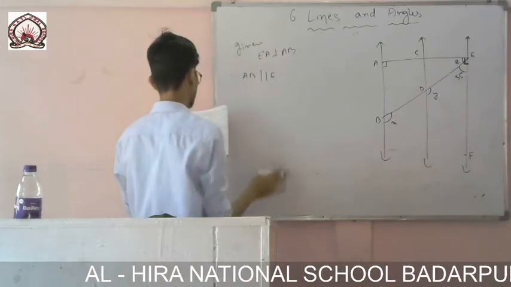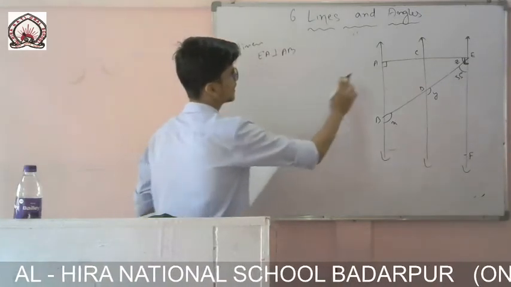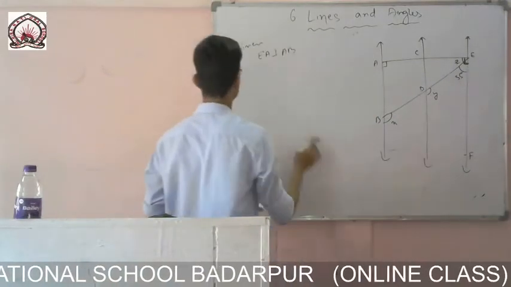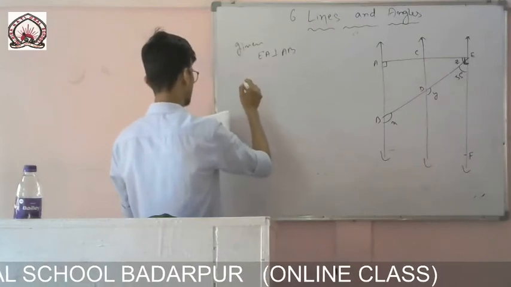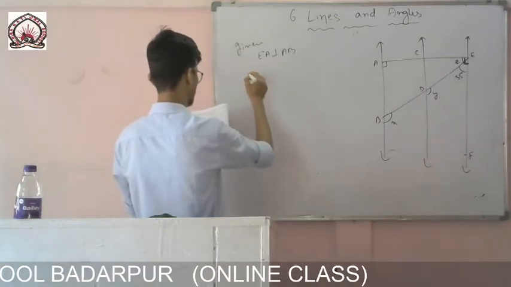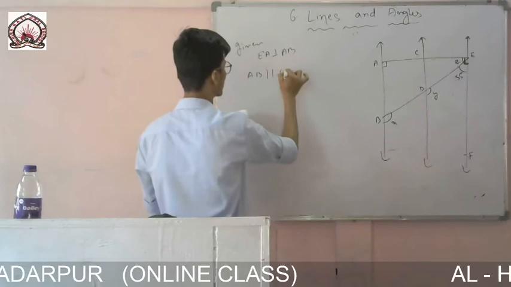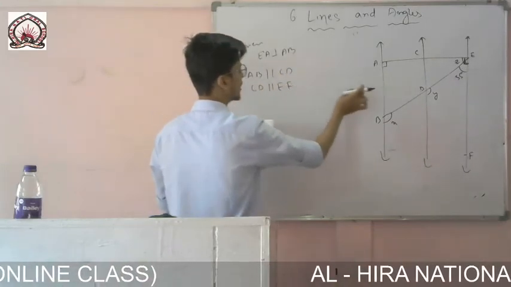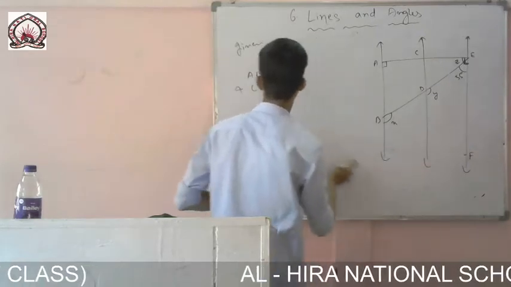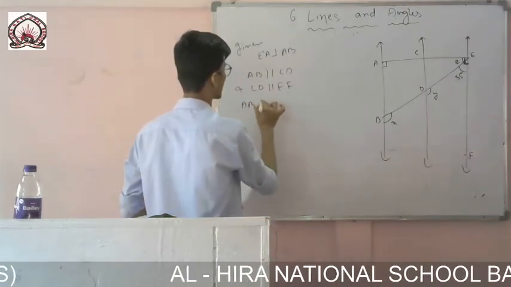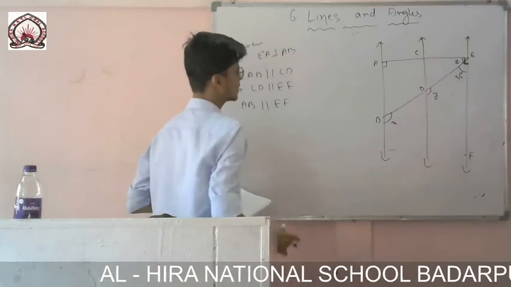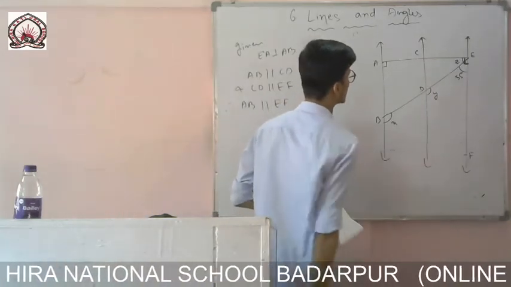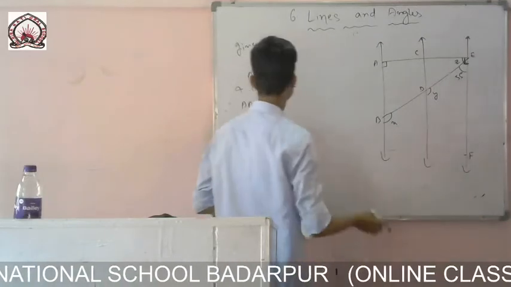AB is parallel to EF. First of all, it is not given directly, but we know that if this line is parallel to this line, and this line is parallel to this line, then I can write AB is parallel to EF. So first write: given that AB is parallel to CD and CD is parallel to EF. So I can write AB is parallel to EF. We know this theorem: if two lines are each parallel to a third line, then ultimately these two lines will also be parallel to each other.